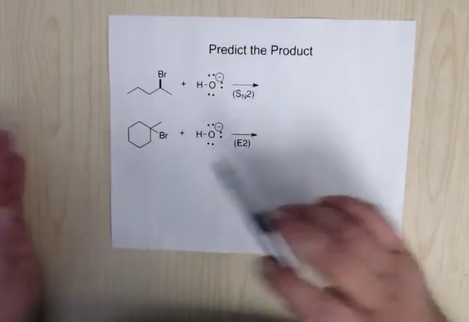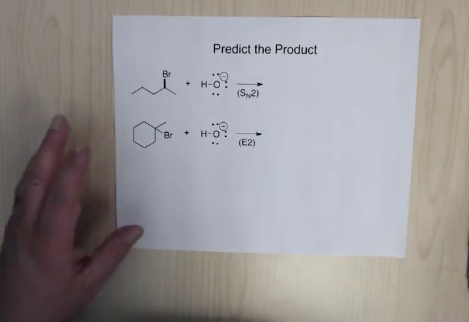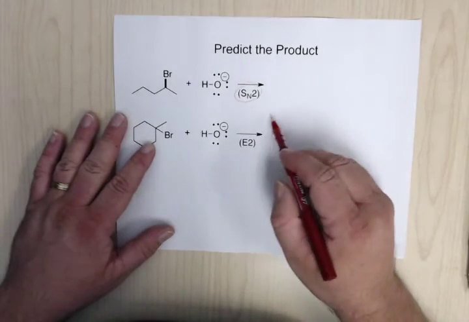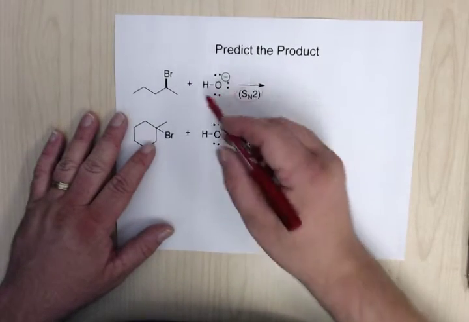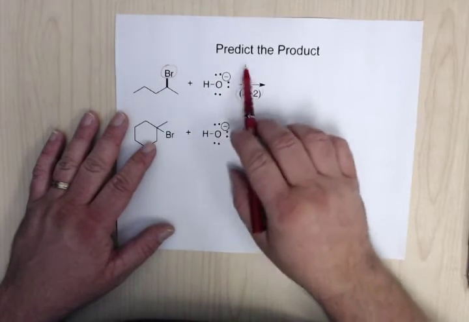Now I'm going to show the mechanism, but you don't have to show it. I do it so that you can see what's happening. So for an SN2, we're going to get a substitution. So we need to find our leaving group. That would be this bromine here. So that makes this our nucleophile.